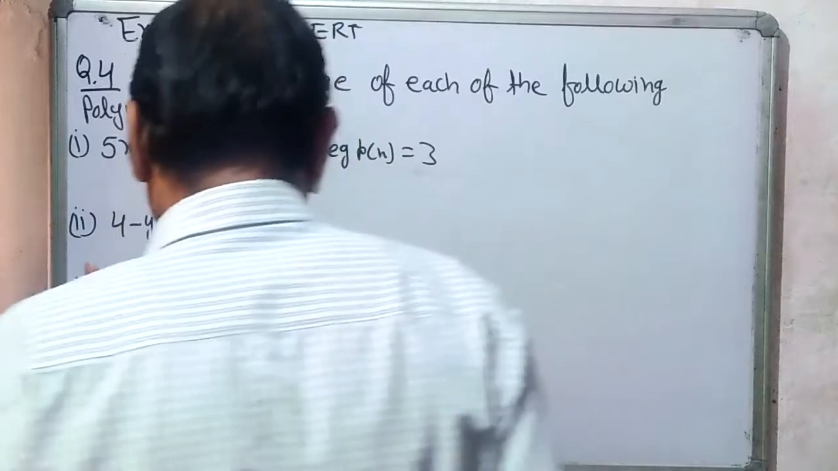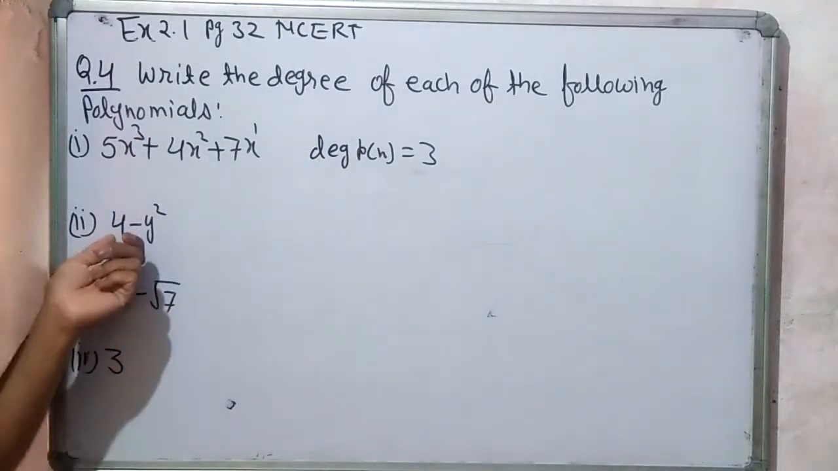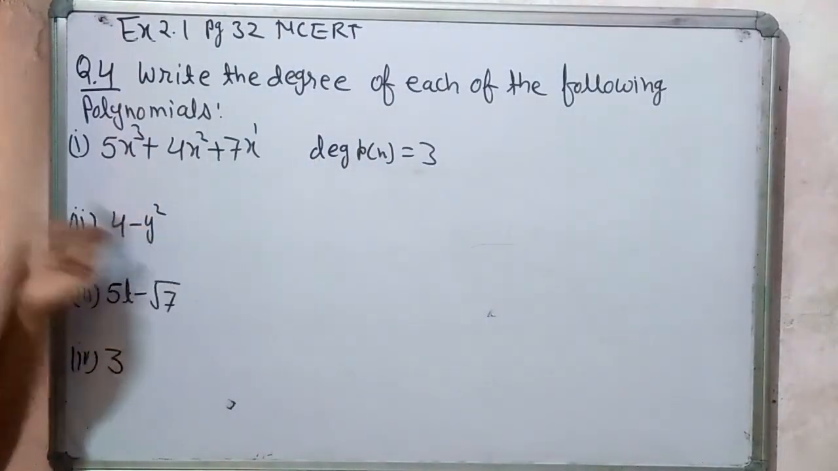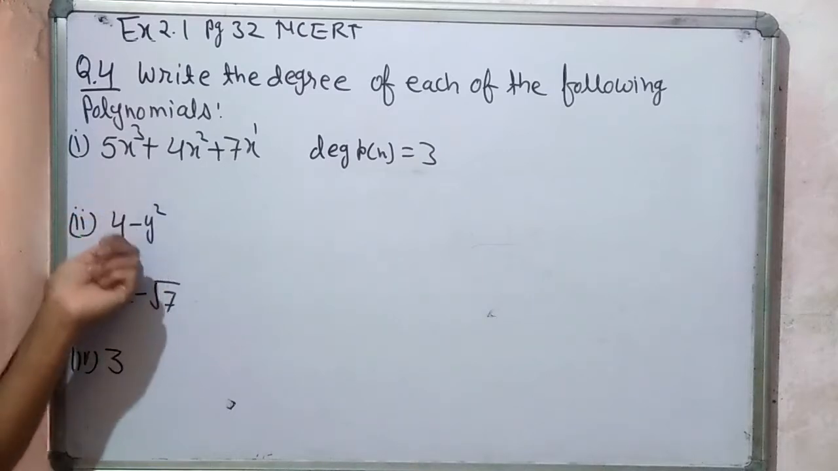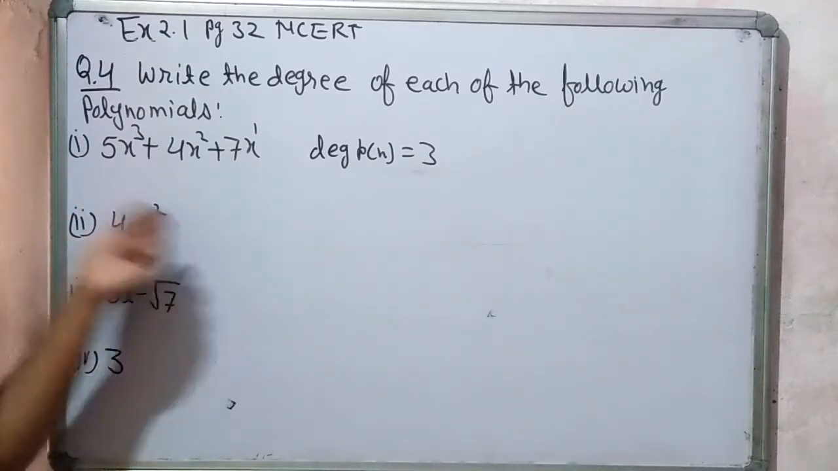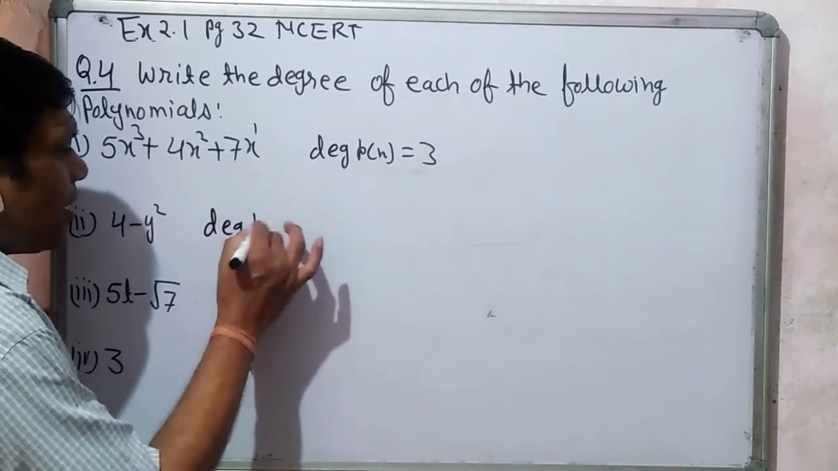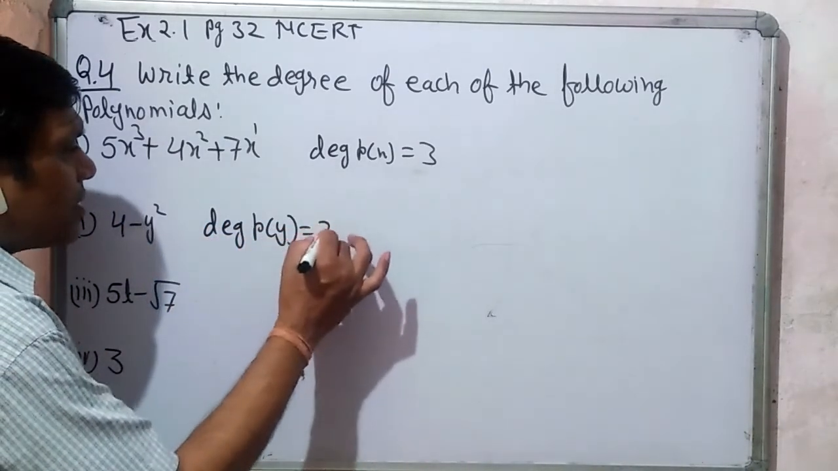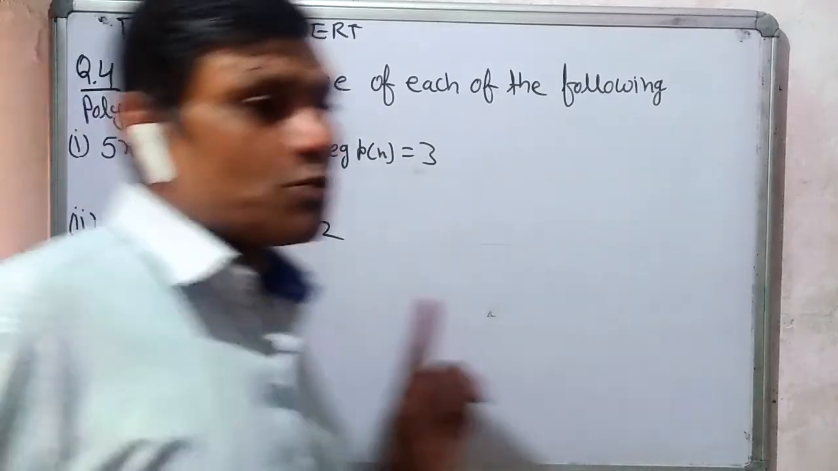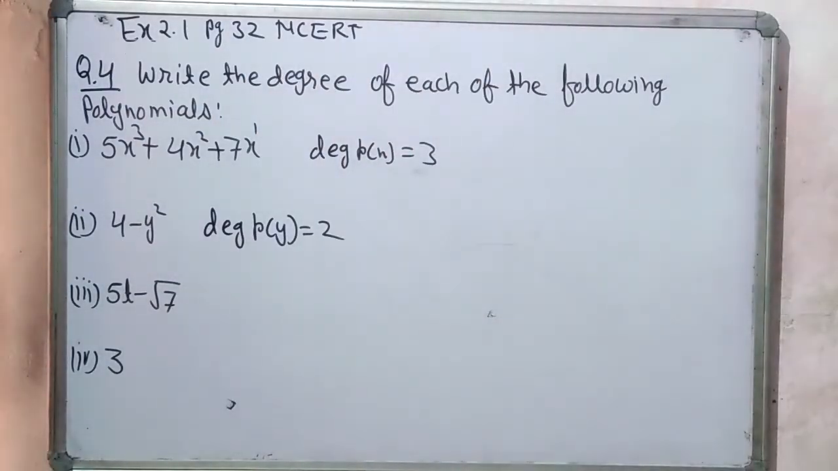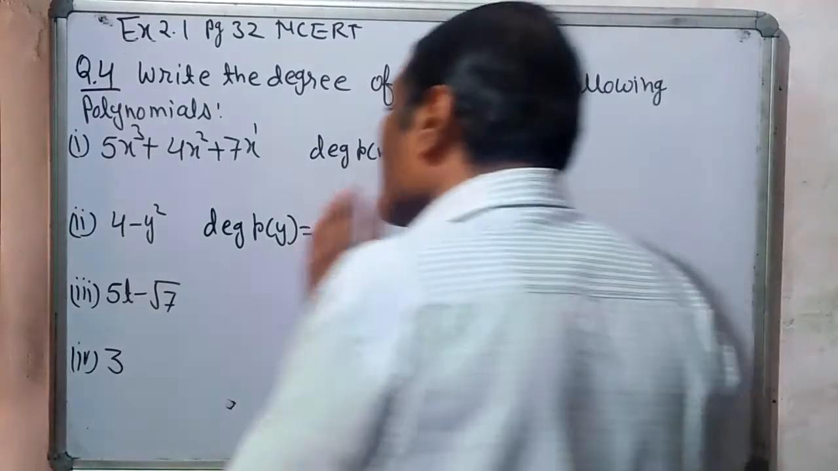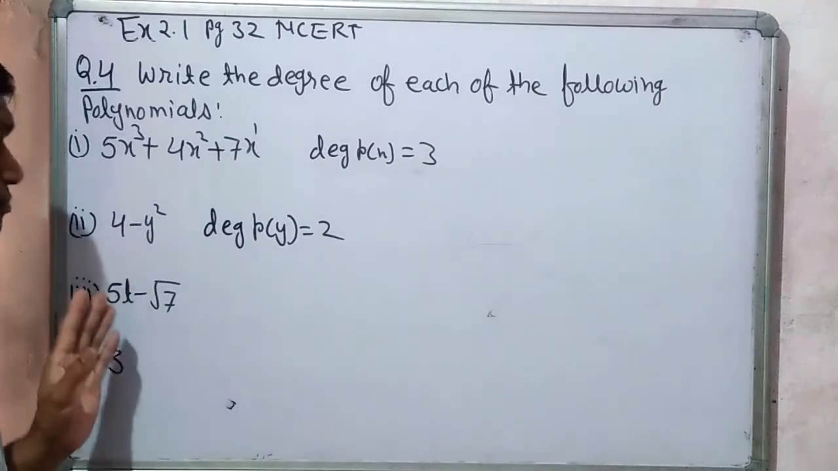In the second part, we have the polynomial with variable y. The first term is not having any power. Power of y is 0. But in the second one, the power is 2. So can we write directly the degree of p(y) is 2? Why is it 2? Because the variable y is raised to the power 2. That is the maximum power. The other terms are not having power equal to or more than this.